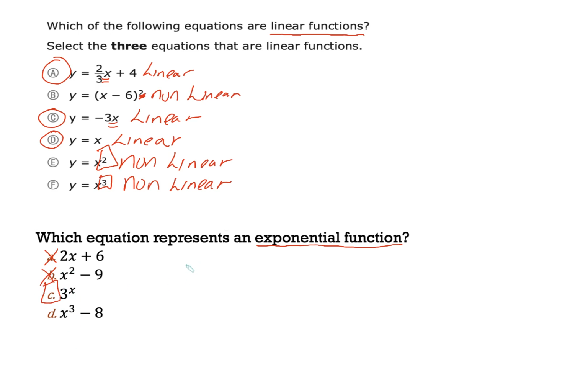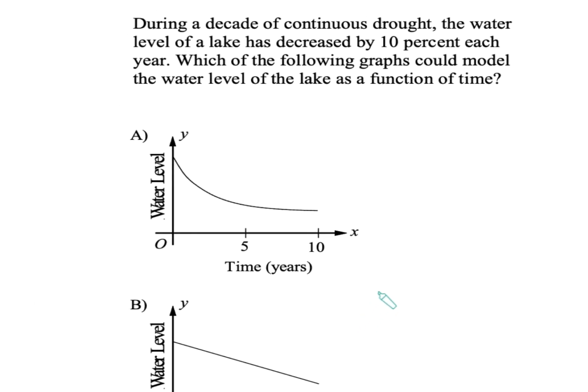Always remember, you can identify an exponential function because the exponent will be a variable, and sometimes it may be an x, and sometimes it may be any letter in the alphabet. And remember, there are 26. Now sometimes they give you again a scenario and you have to pick the graph.